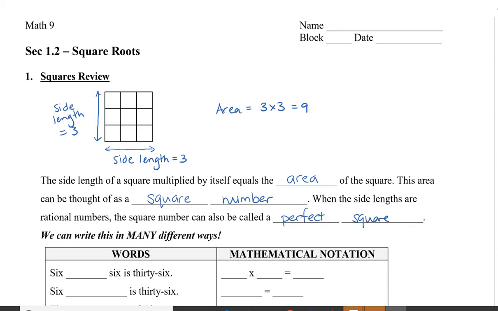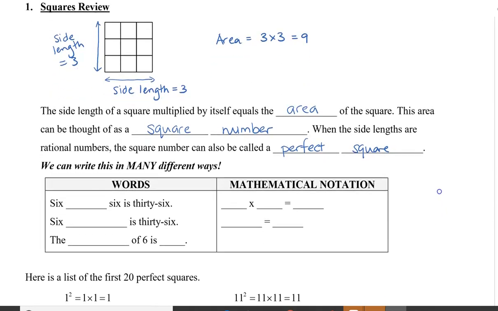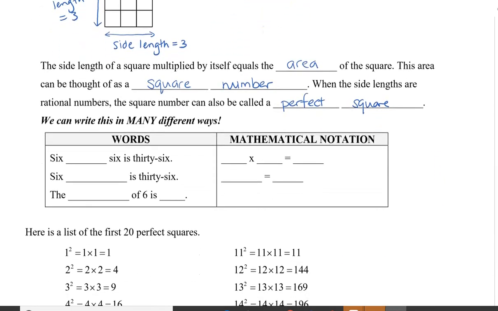All right, now we can write this in many different ways. We can use words and we can also use mathematical notation. So in words, we can say that it's, for example, 6 times 6 is 36. Symbolically, we can go 6, use the times symbol, times 6, and that equals 36.